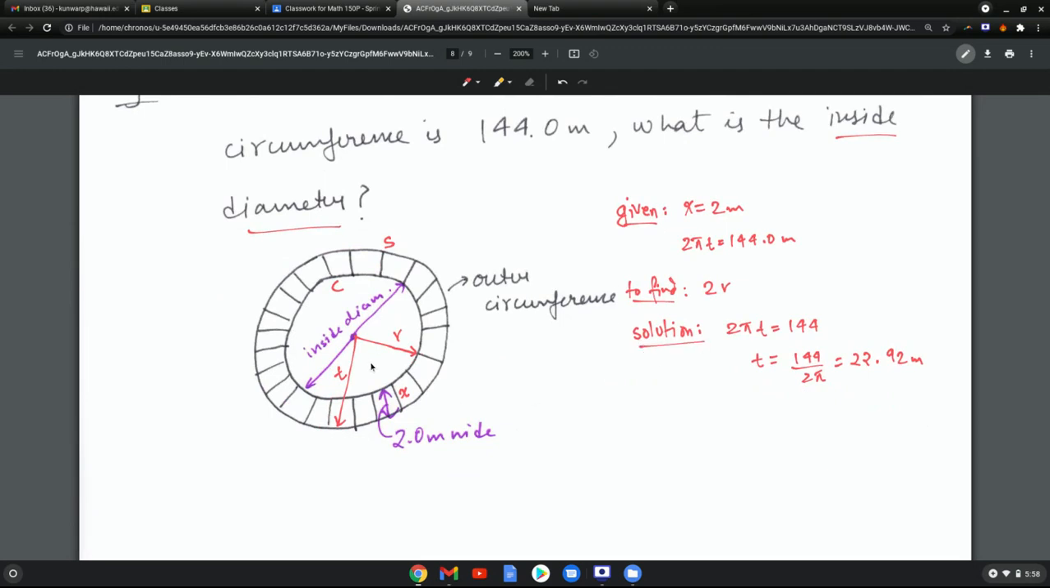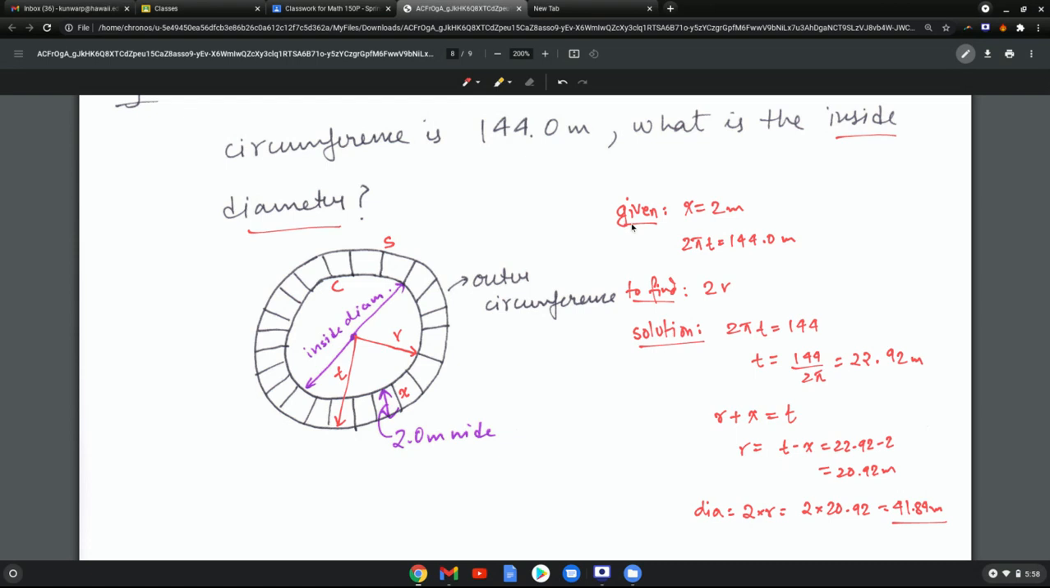So what this means is that this whole radius T is 22.92, but this x here is 2 meters. And the relation between x and T is, if I add x to R, I get T everywhere, which means R is just T minus x, which is 22.92 minus 2, which is 20.92 meters. And what we're trying to find, which is the diameter, is just double that, which is 2 times 20.92. We should come out to 41.84 meters.